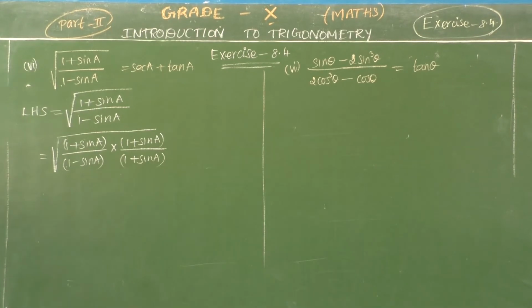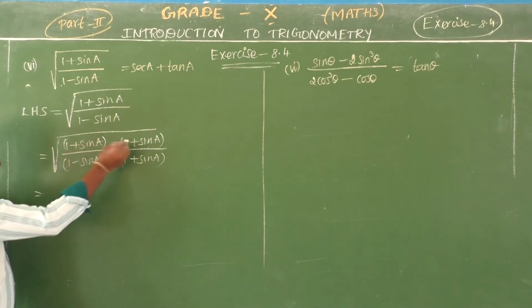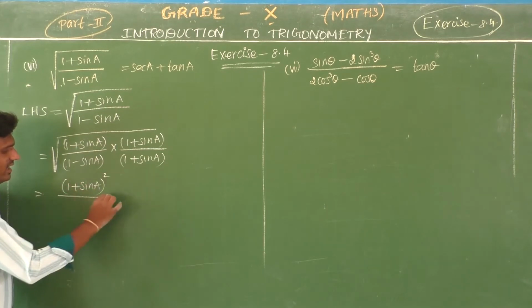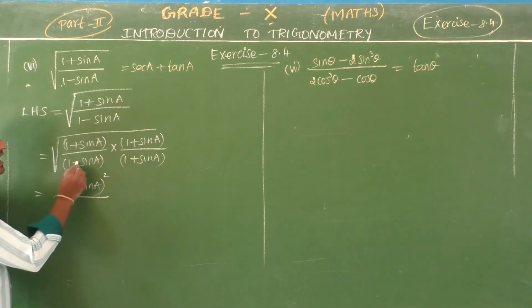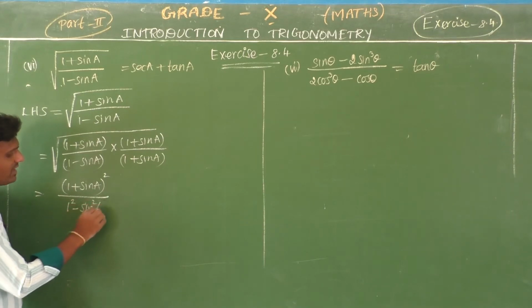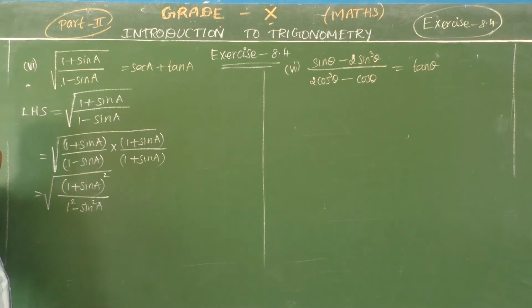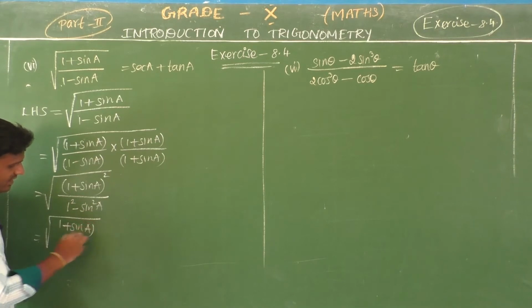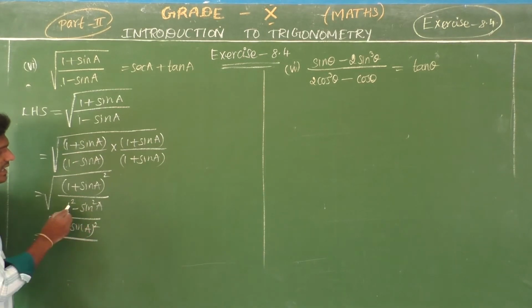Okay. Now you are going to multiply. In the numerator you have two terms, so 1 plus sin A into 1 plus sin A is (1 plus sin A) the whole square, and in the denominator, 1 plus sin A into 1 minus sin A, this is the format of (A plus B) into (A minus B). So we need to take A square minus B square, that is 1 square minus sin square A. So next step: (1 plus sin A) the whole square whole divided by 1 minus sin square A.